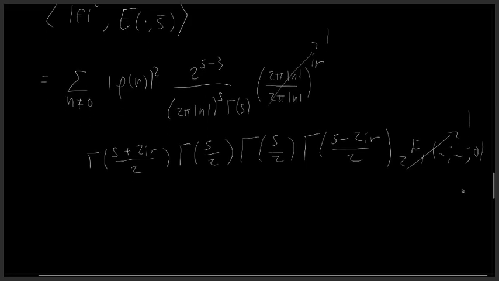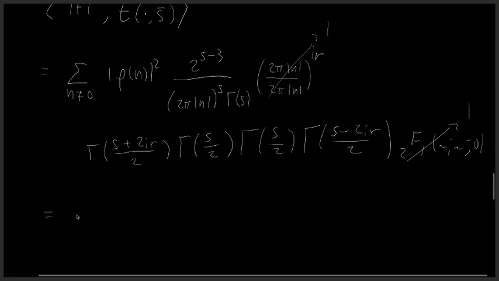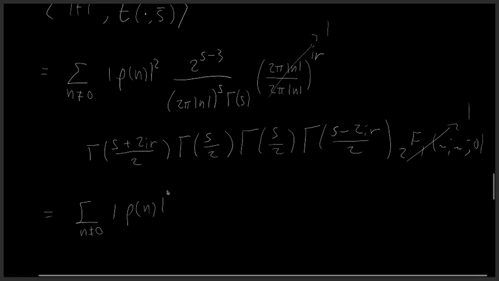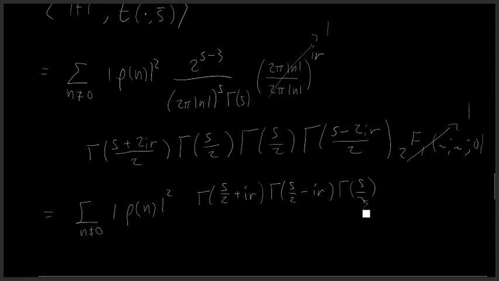So let's maybe clean up a little bit. This inner product is, I'm just going to rewrite exactly the same thing. So we have the sum, n not equal to 0, of rho of n absolute value squared. Now this 2 to the s here is going to cancel this 2 to the s here. And so what we're left with is, let's write this product of gamma functions. Gamma of s over 2 plus ir times gamma of s over 2 minus ir times gamma of s over 2 squared.